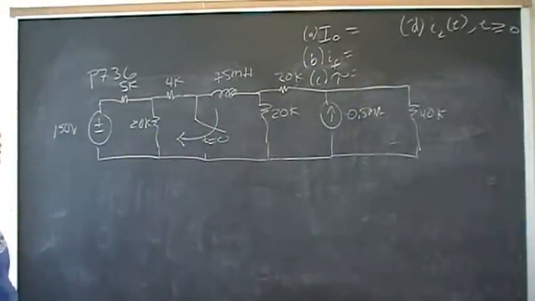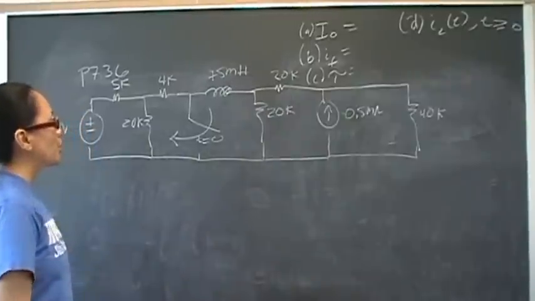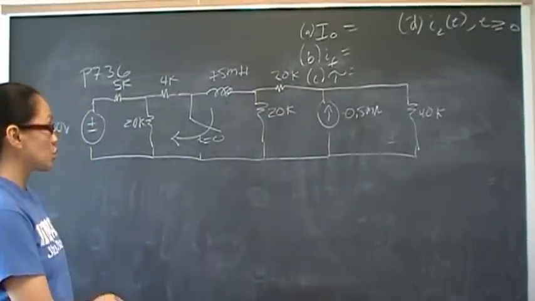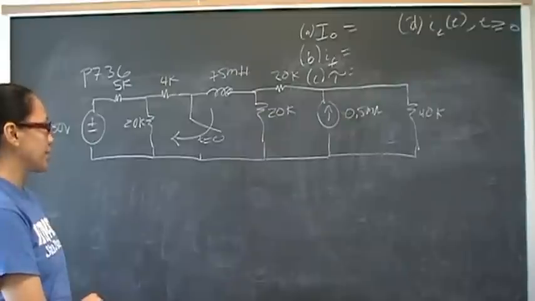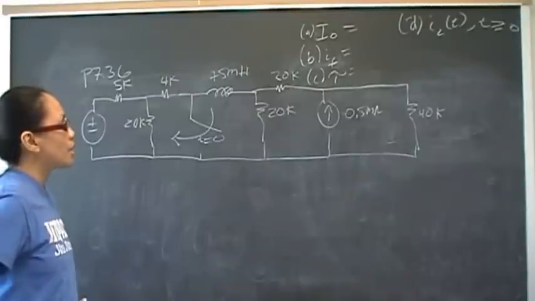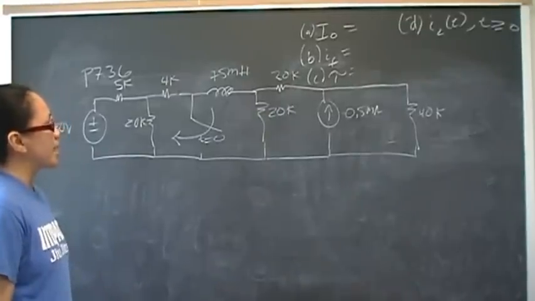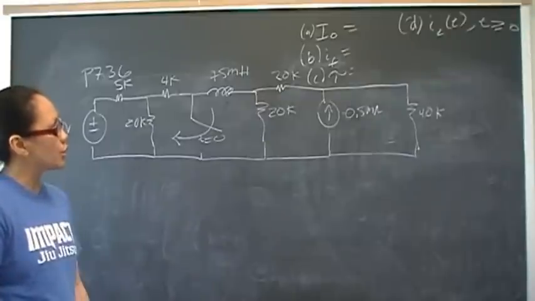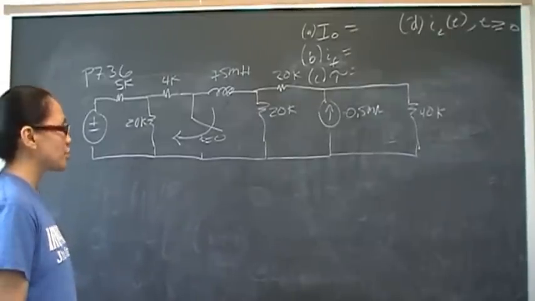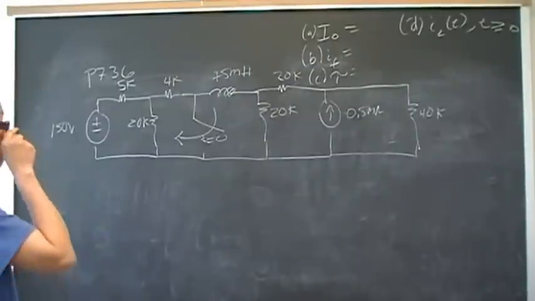So what we're looking for in part A is the initial current that's going through the inductor. In part B, we're looking for the steady state current after the switch closes, the final current through the inductor. In part C, we're looking for the time constant tau. And then in part D, we're going to put parts A, B, and C together to find the general equation for the inductor current IL after the switching happens.